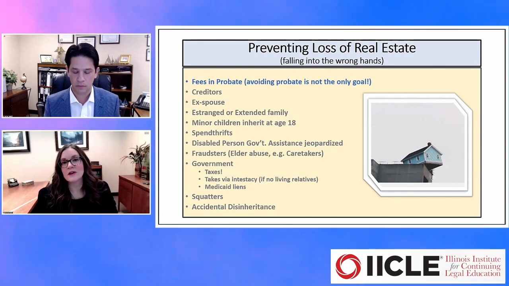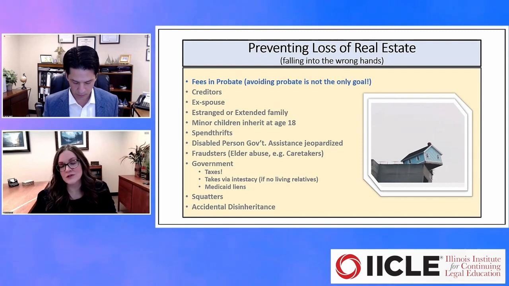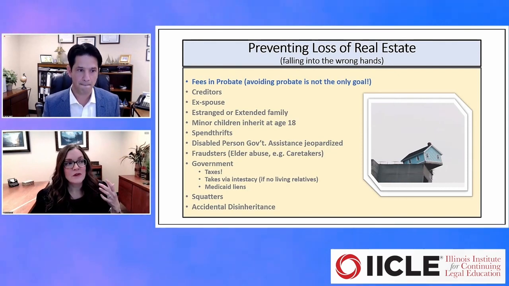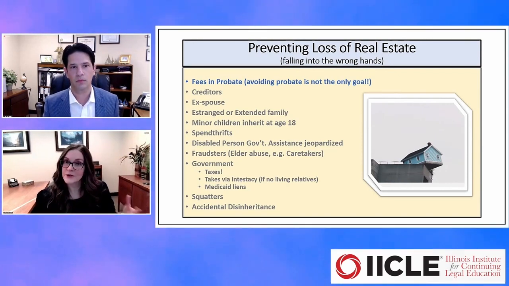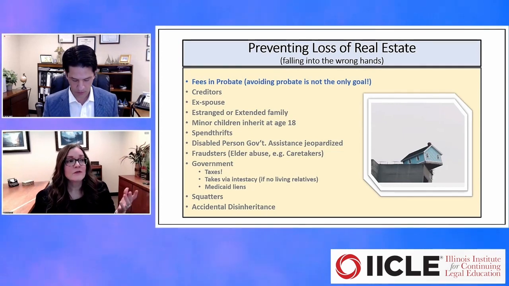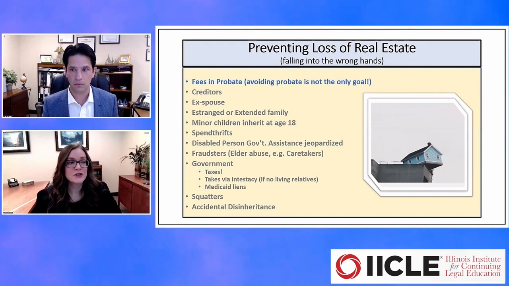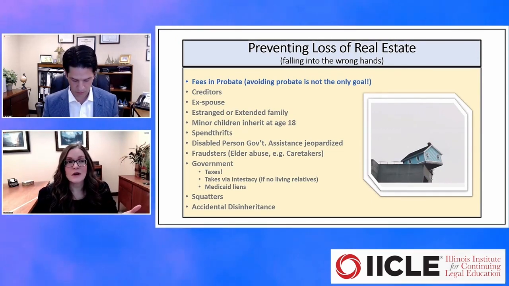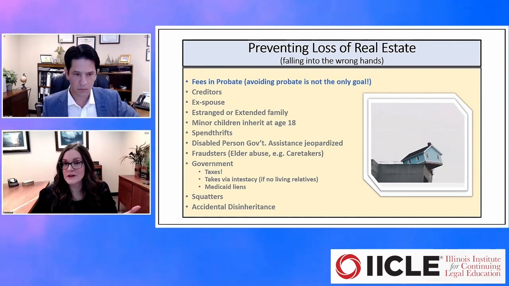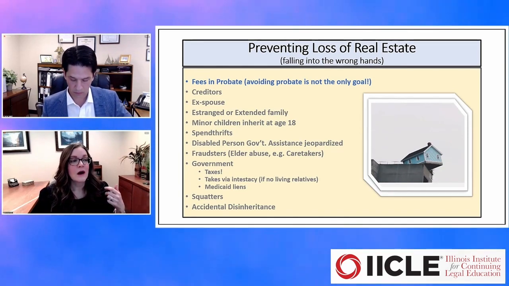We have to remember that avoiding probate is not the only goal, and your client is also going to fixate on that. But there are other potential losses like creditors of your client, creditors of your client's potential beneficiaries. What about an ex-spouse? That real estate could fall into the wrong hands of an ex-spouse or an estranged or extended family member that your client never intended to have that property.